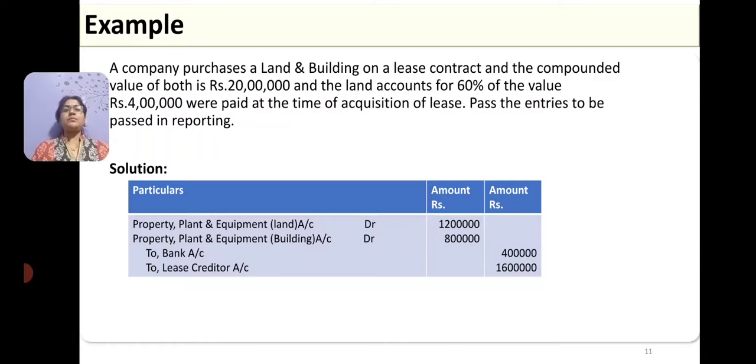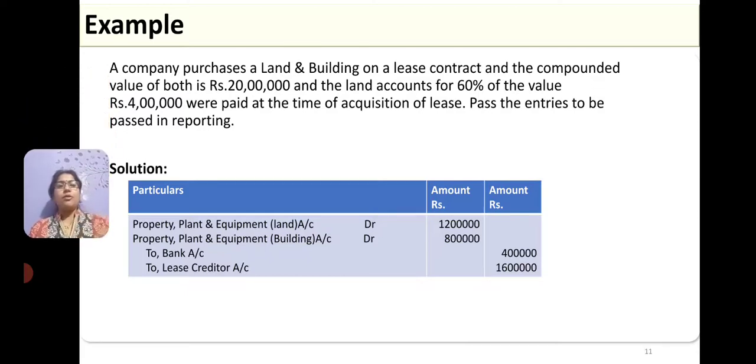Let's see an example. A company purchases land and building on a lease contract and the combined value of both is rupees 20 lakhs, and the land accounts for 60% of the value. Rupees 4 lakhs were paid at the time of acquisition of the lease. Pass the journal entries in the books. So the lessee is getting the asset on lease, and the total value of the land and building is 20 lakhs. Out of that, land is 60%, so obviously building is the other 40%. Out of 20 lakhs, he is paying 4 lakhs at present, at the time of taking the lease.